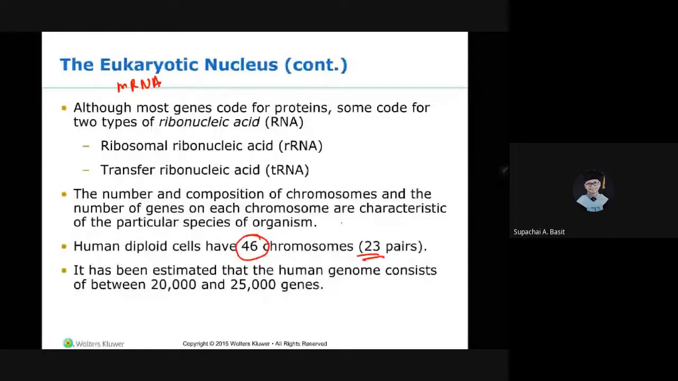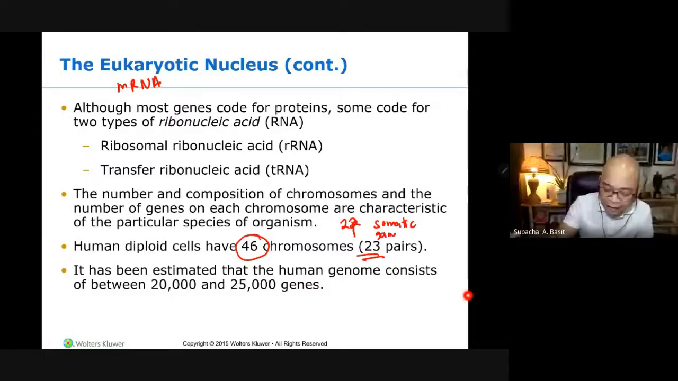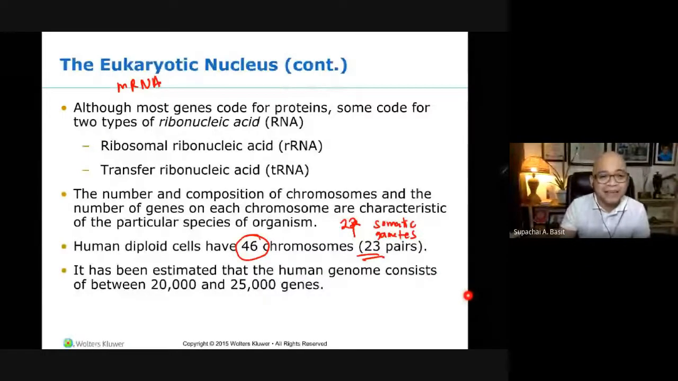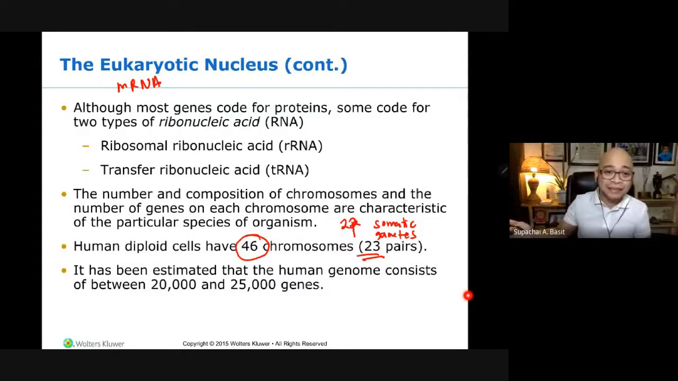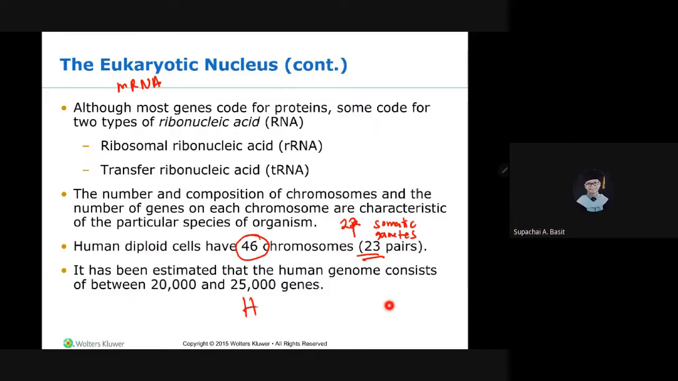We have 23 pairs. 22 are considered to be the somatic chromosomes, while we have one pair of gametes. It has been estimated that the human genome consists of between 20,000 and 25,000 genes, which have already been completed. So our chromosomes have already been mapped through the Human Genome Project. The purpose of the Human Genome Project is to map all the genes inside our body.